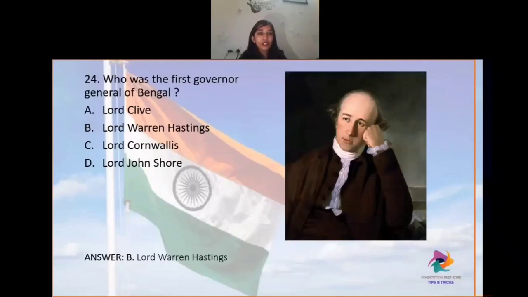Going with the next question, who was the first Governor General of Bengal? Lord Clive, Lord Warren Hastings, Lord Cornwallis, Lord John Shore. So the answer is Lord Warren Hastings.